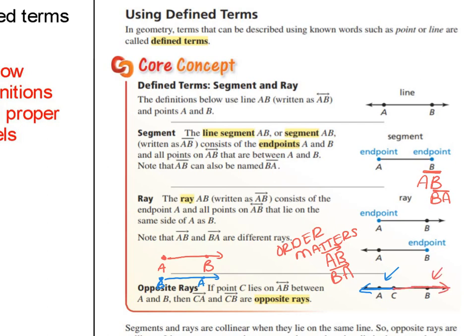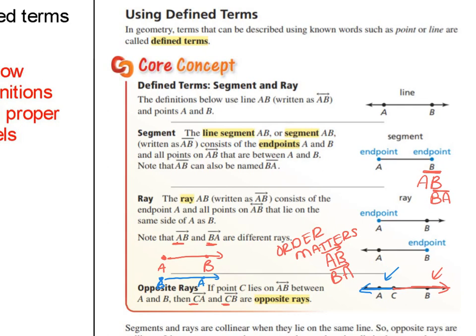Believe it or not, they have a very similar question on your final exam for first semester, and the opposite rays problem was one of the most missed problems. So just keep in mind that CA and CB are opposite rays. That starting point C, or that starting point B or A, those are your endpoints. Does that make sense? That's that endpoint.